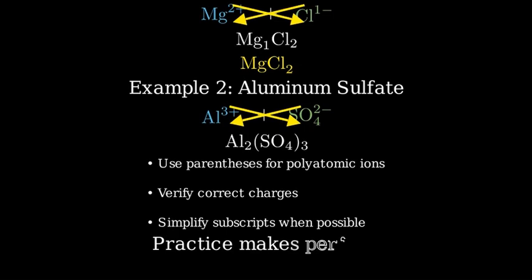And that's the crisscross method. With practice, you'll find this is a quick and reliable way to write chemical formulas for ionic compounds.